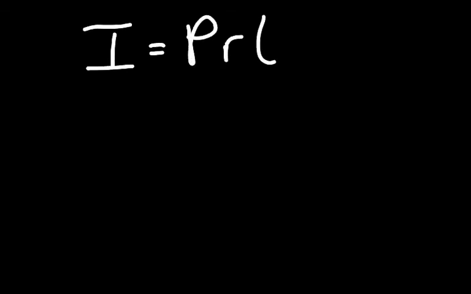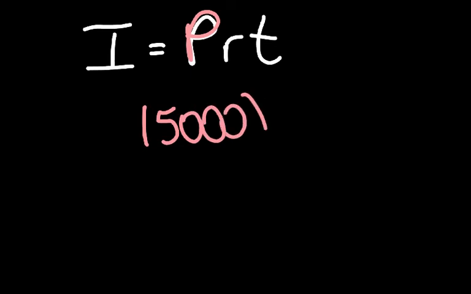Number 68 says Tran invests $15,000 in a savings account that pays 2.5% simple interest. How much interest does he earn each year? Okay, so you want to definitely go to the reference chart and write down your formula for simple interest. The P stands for the principal, which in this problem is going to be $15,000, how much you started off with.